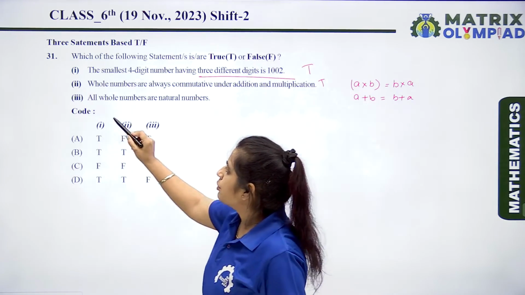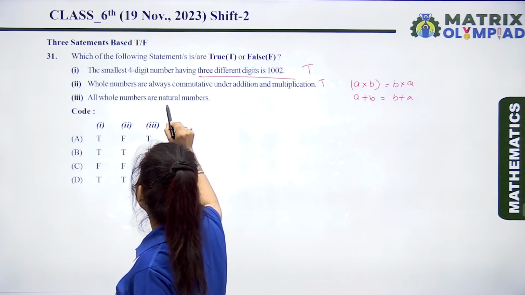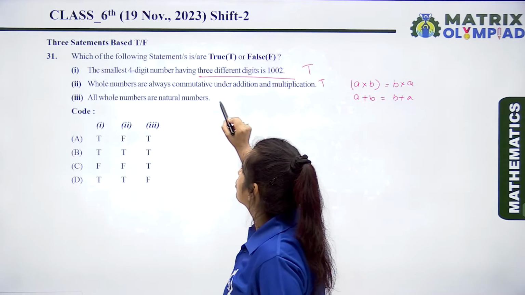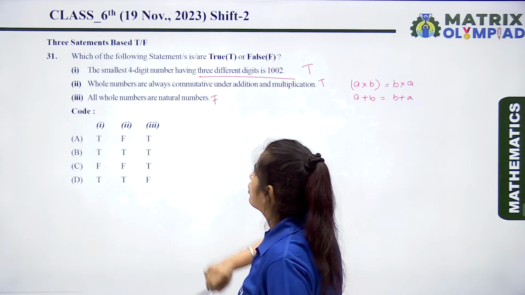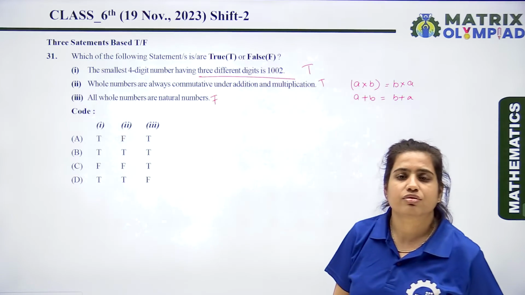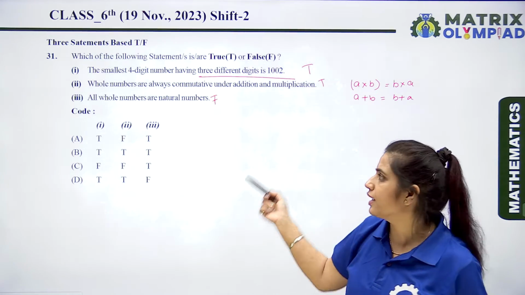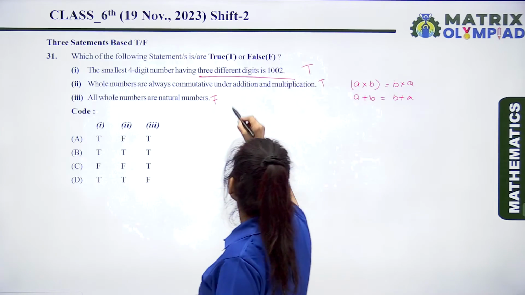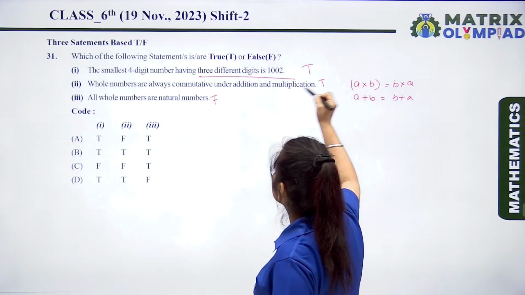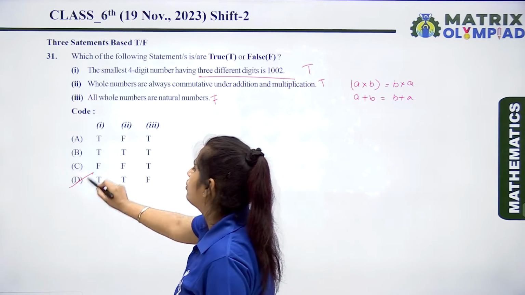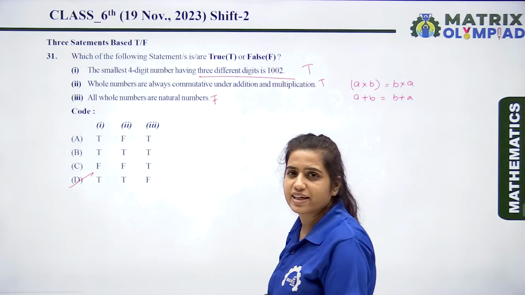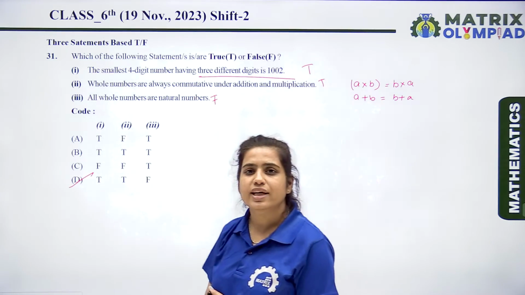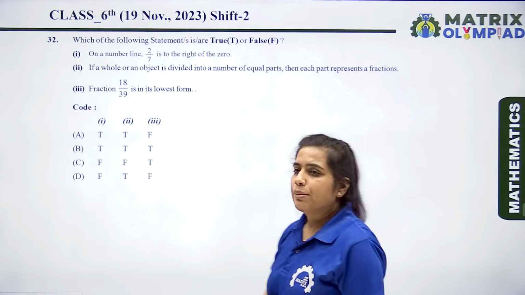Now the third statement is all whole numbers are natural numbers. This statement is false, because whole numbers consist of 0 to infinity, and natural numbers start from 1. So the sequence is true, true and false. So option D is the correct answer. Now let's move on to the next question. The next question is question number 32.